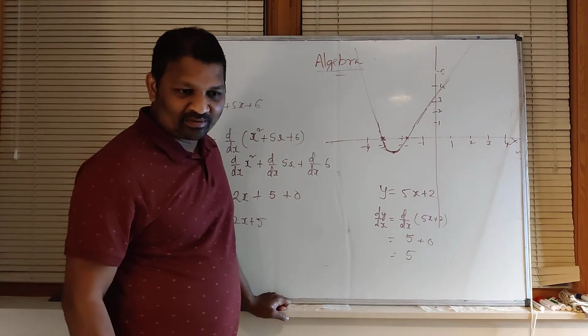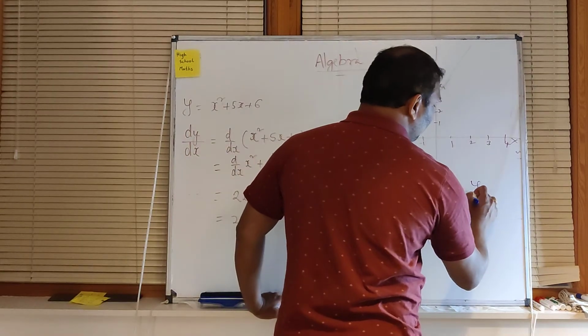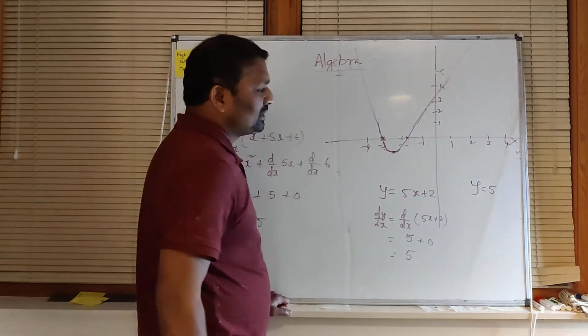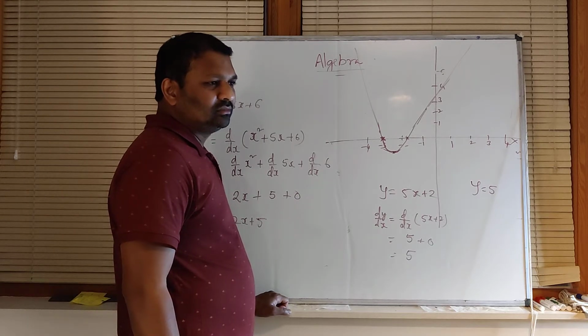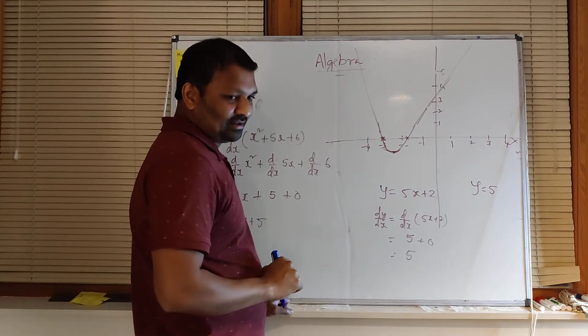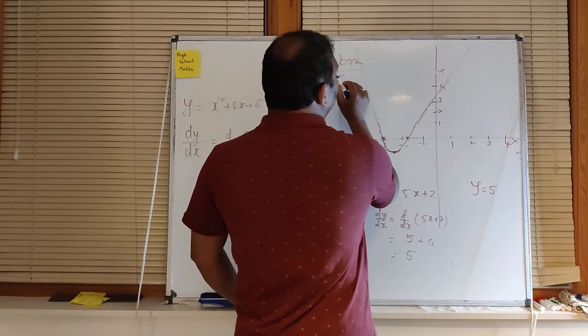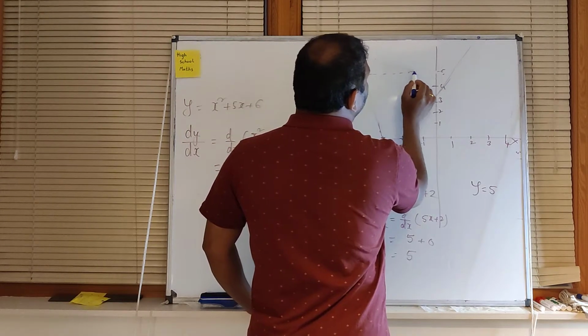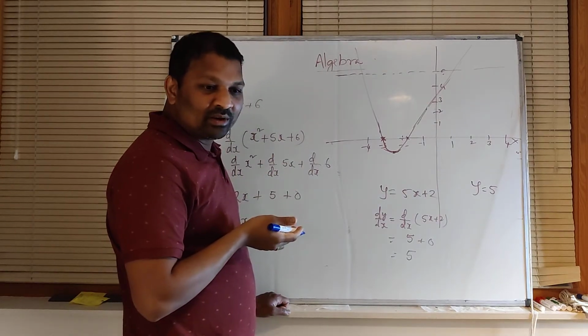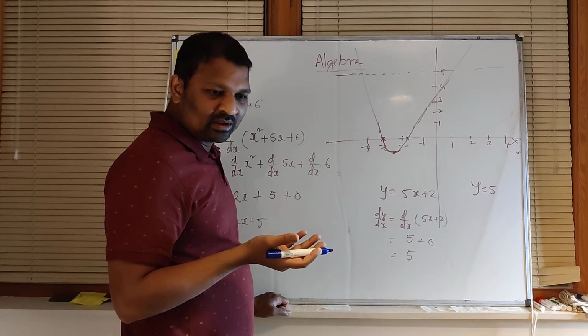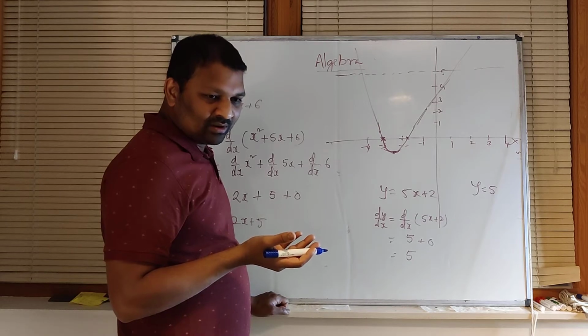Y is equal to 5. How does this line look like? It will be a straight line, horizontal, parallel to x. It's going to be like this. This is y is equal to 5. Then what is the lowest point? The 5 only.